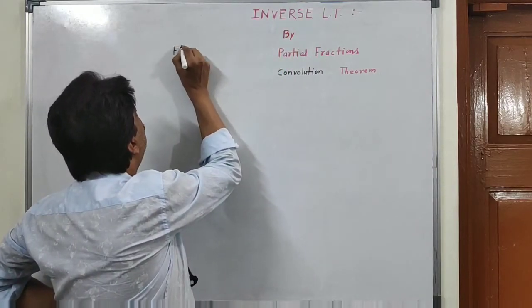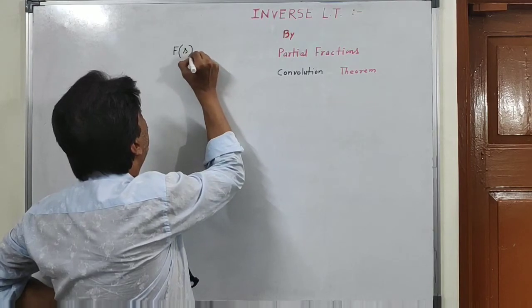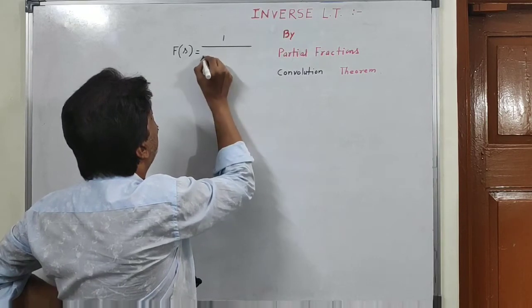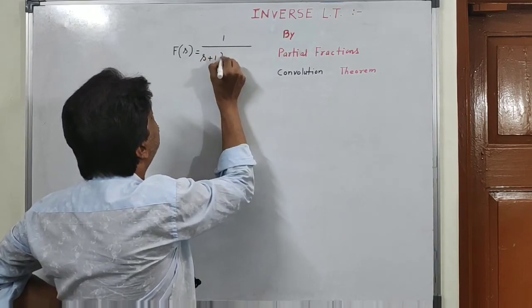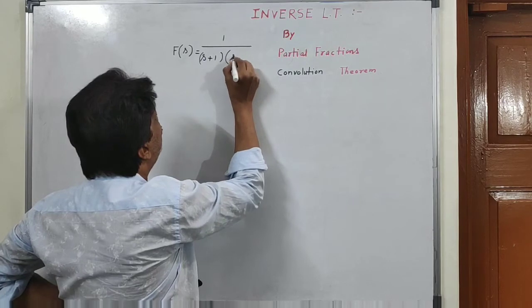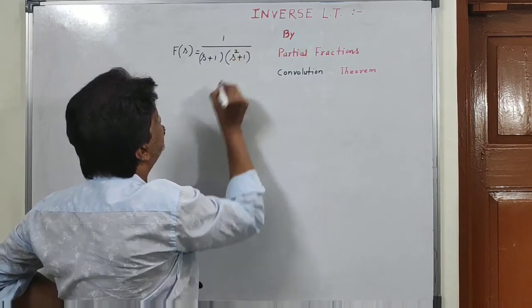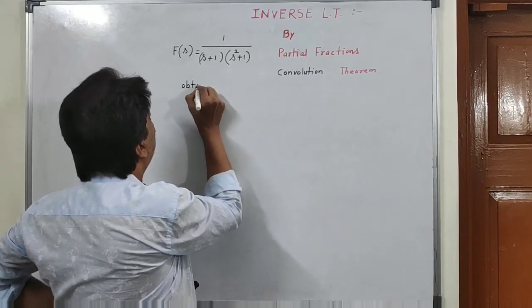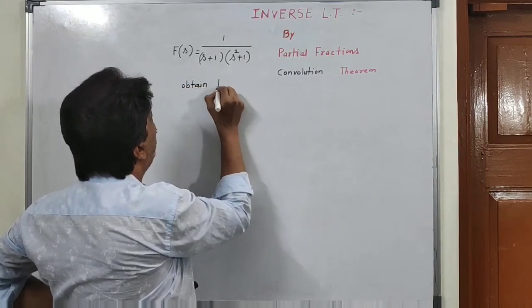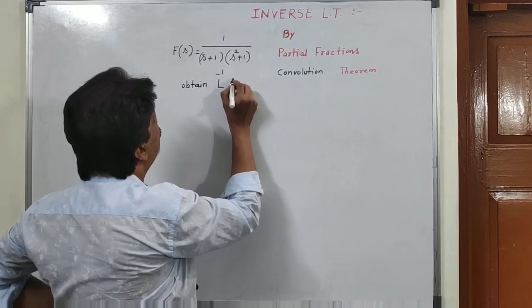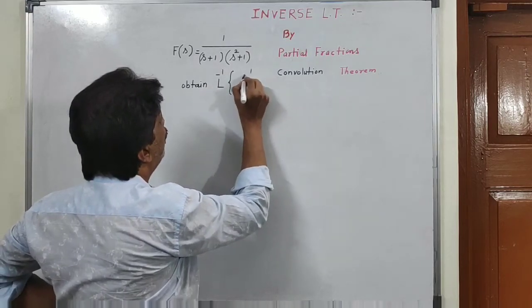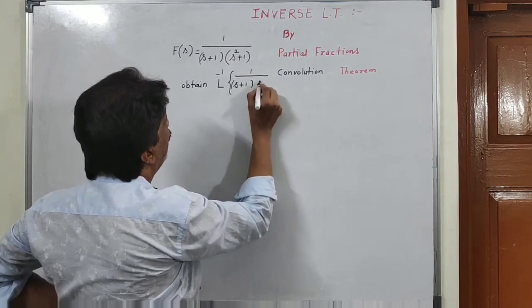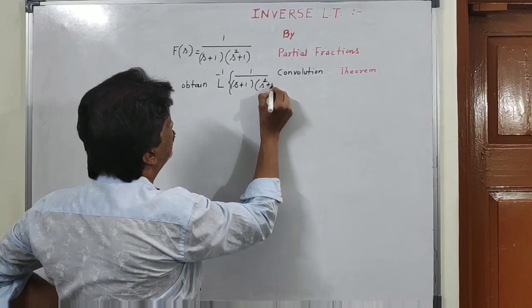F of s is equal to 1 upon (s plus 1) into (s square plus 1). Obtain L inverse of 1 upon (s plus 1) into (s square plus 1).